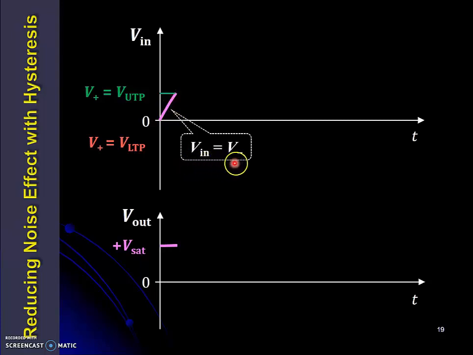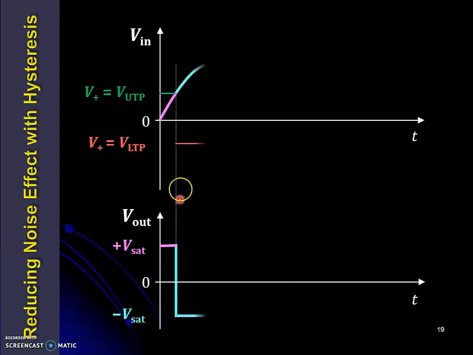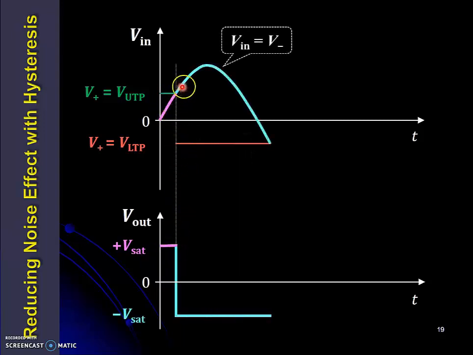So Vin is equal to V negative, while V positive is equal to the triggering points. During this period, the V positive is higher than the V negative, so that's why the output stays high. But when the input signal goes higher than the upper triggering point, the V negative is higher than the V positive now. That causes the output to switch from high to low. And this change in the output forces the triggering point to switch from upper to lower.